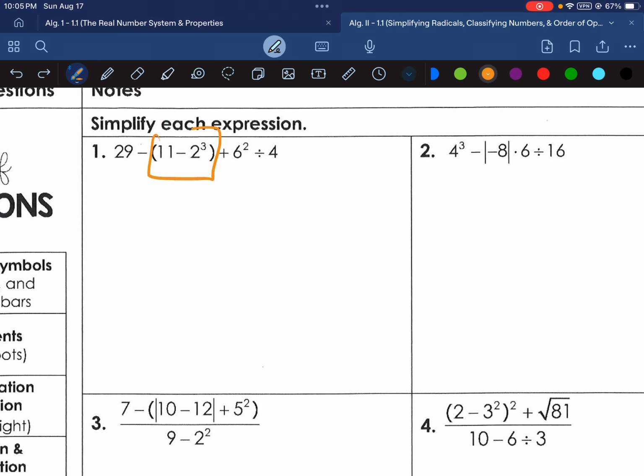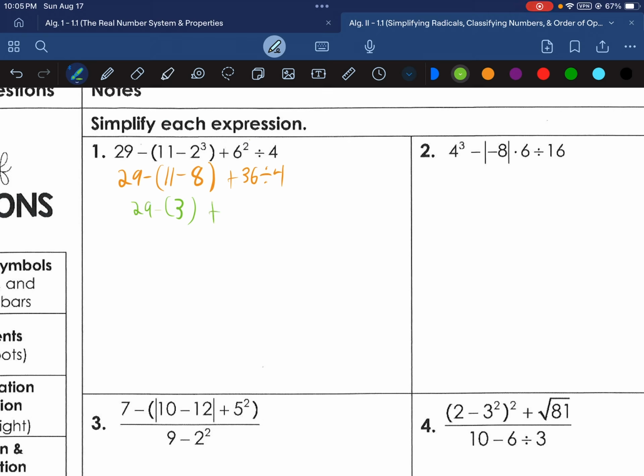So number 1, grouping symbols, this parentheses, we have 11 minus 2 cubed. So inside the grouping symbol, 2 cubed comes first. So that is 8. So we have 11 minus 8 inside the parentheses. 29 minus stays the same. Plus, outside the grouping symbol, we have exponents. We can go ahead and take care of that since it's outside the grouping symbol. 36 divided by 4. So 11 minus 8 inside the grouping parentheses is 3. So you get 29 minus 3.